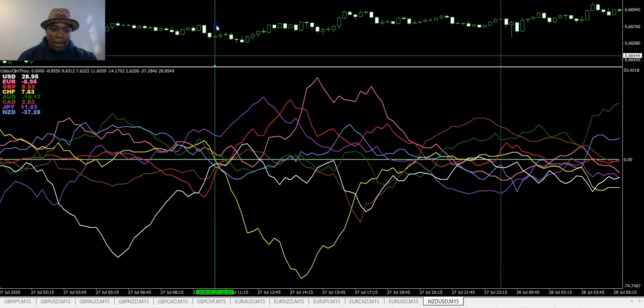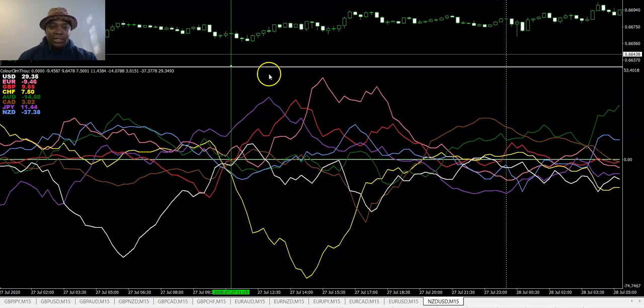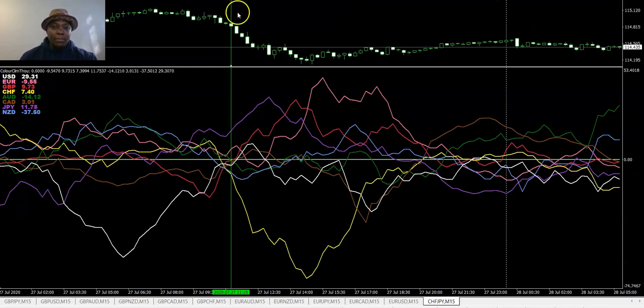Number one, let's look at the yellow line. The yellow line is the CHF, right? So the CHF at this particular time had crossed below the zero line and it was trading below the zero line. At the very same time, we had the Japanese yen trading above the zero line, also trading above the CHF. So if you go to CHF JPY, here's your entry. That's your profit right there, because you identified the one that was strongest versus the one that is weakest.